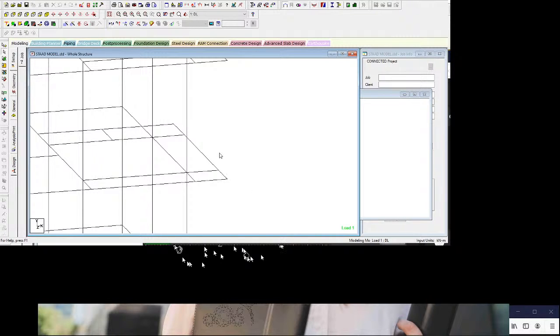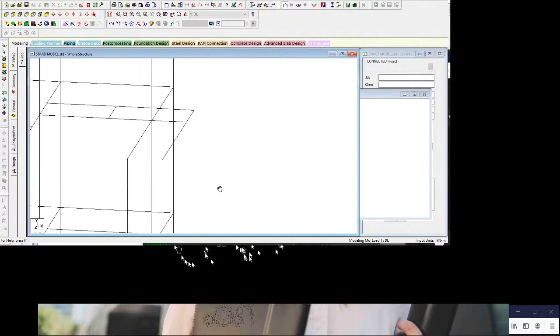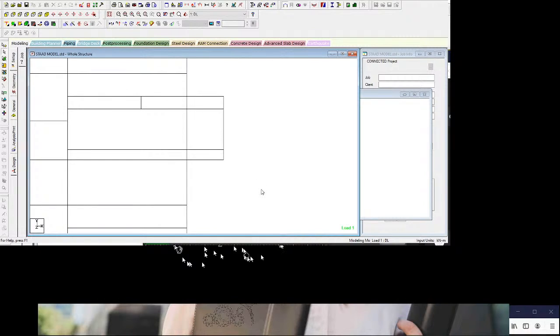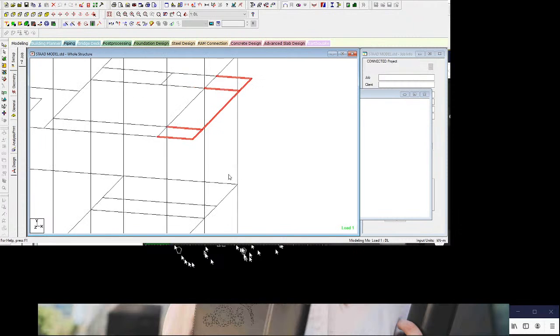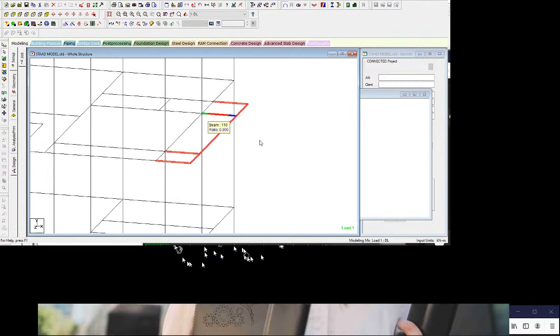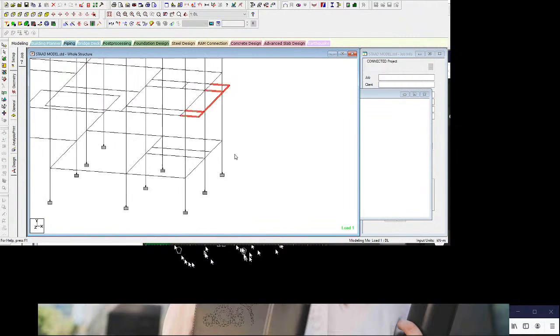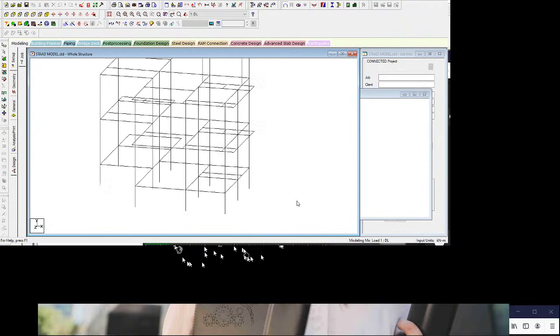Now if you don't provide a beam here, you need to provide a beam in this direction. You can see here I provided some beams because this is a cantilever structure, right? So whenever load comes on this beam, the beam will transfer the load, and then the rest of the load will be taken by the vertical member, the column. I hope your answer is clear.